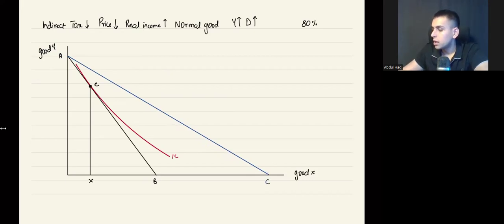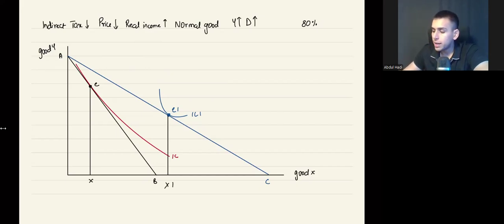All right. And then there will be a new equilibrium point. Let's say here, a new equilibrium point like this, IC1, equilibrium E1, and this is my X1.